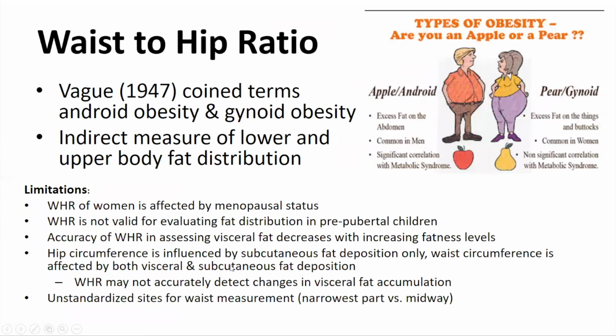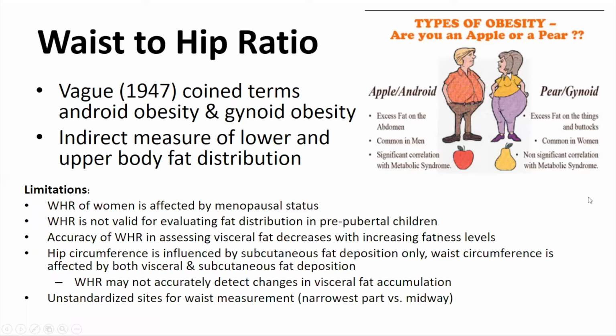Waist to hip ratio is another good measure of body composition, where we can classify somebody as having an android or pear-shaped body. An apple or android-shaped body is associated with excess fat around the abdomen, which is common in men. And there's a significant correlation with visceral fat in the abdomen with metabolic syndrome. Metabolic syndrome being a collection of diseases, including cardiovascular disease, type 2 diabetes, hypertension.